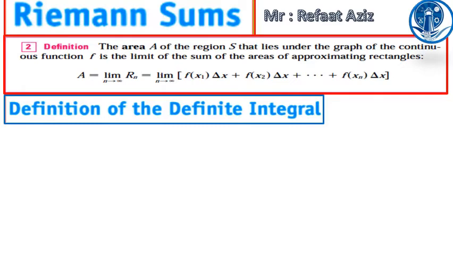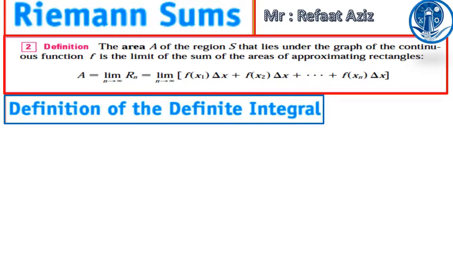Riemann sum: the area A of the region S that lies under the graph of the continuous function f is the limit of the sum of the areas of approximating rectangles. This is the area, and this is the limit as n goes to infinity. Here n is how many rectangles we divide into.